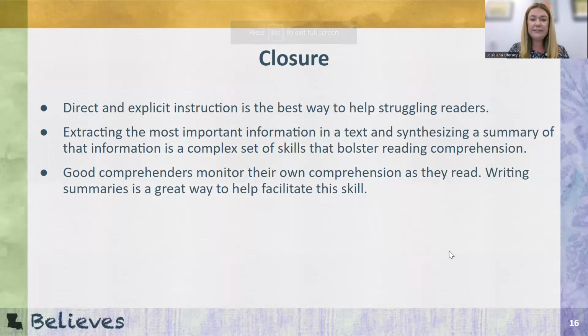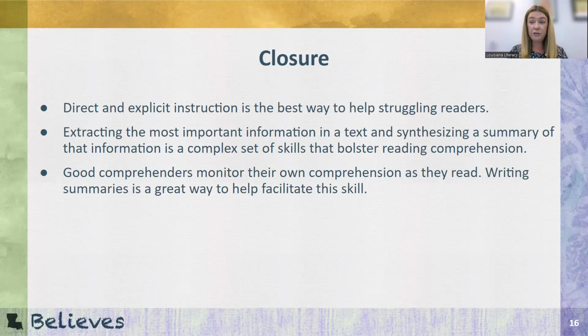So direct and explicit instruction is the best way to help struggling readers. And doing this explicit model and the think aloud behind why we're writing a summary, what it's going to help with, how to do it, is your direct and explicit instruction coming directly from you or explicitly stating how to do it. Extracting the most important information in a text and synthesizing a summary of that information is a complex set of skills that bolster reading comprehension. There is strong empirical evidence that summary writing is directly linked to writing, reading and comprehending. So it's definitely something you can work on within your classroom to help students with that.